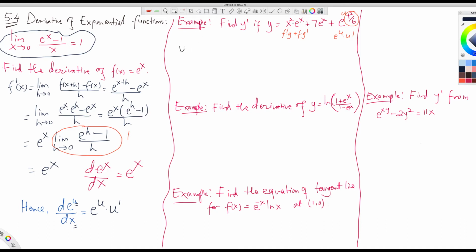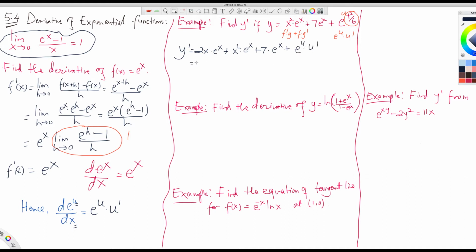So y prime will be, f prime is 2x times e to the x, right? And then plus f, which is x squared, times g prime. This is like f, this is like g, right? So the derivative of e to the x is e to the x itself, plus 7 times the derivative of e to the x. We found that it is e to the x itself. So let me write down f prime of x here, right? So it is e to the x plus, so here the derivative of e to the u is e to the u times u prime. So e to the u times the u prime, right?